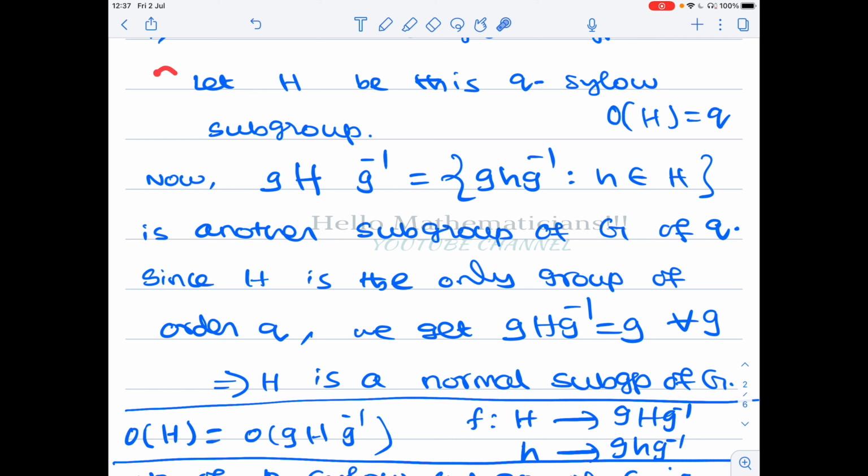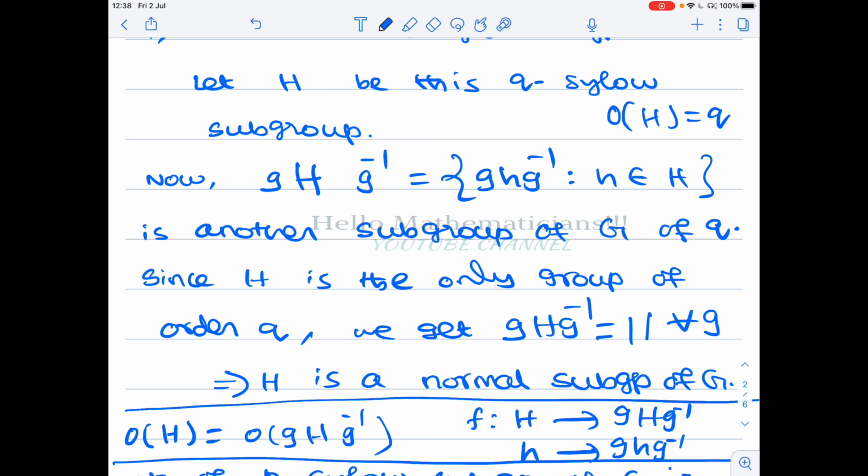Okay. So whatever we have seen here is the proof: if a Sylow subgroup is unique, then it is normal. Because if a Sylow subgroup is unique, you can always consider this conjugate subgroup, which will also have the same cardinality. Therefore, we conclude that gHg inverse equals H.